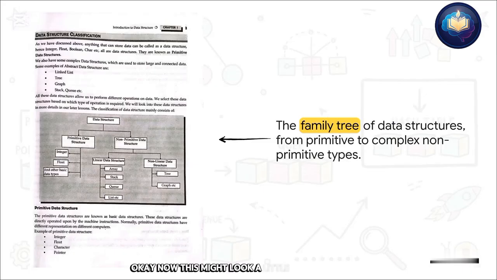Okay, now this might look a little intimidating, like something straight out of a textbook, but it's actually a fantastic roadmap for us. Let's break it down. You see at the top, we have data structure. It splits into two main families. Over on the left, we have primitive structures. These are your absolute basic building blocks. We're talking about a single number or a single letter. But the real power, the real magic, happens on the non-primitive side. This branches out again into linear structures, like an array, where data is just lined up one after another, and non-linear structures, like trees and graphs, which are perfect for mapping out complex relationships, like all your friends on a social network.